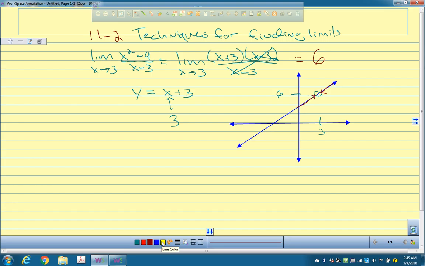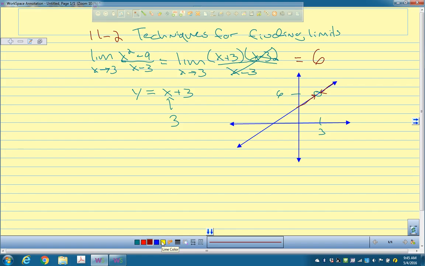You have to simplify if it's undefined or you can't find the limit, and then you plug in, you get it down to where you can find the limit. So that's one type of question on that. Easy enough, straightforward enough.